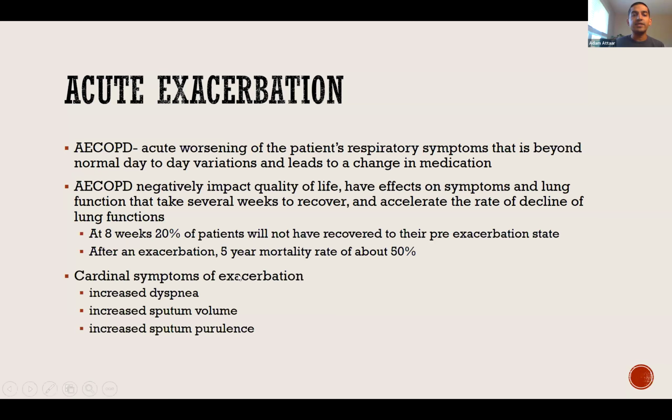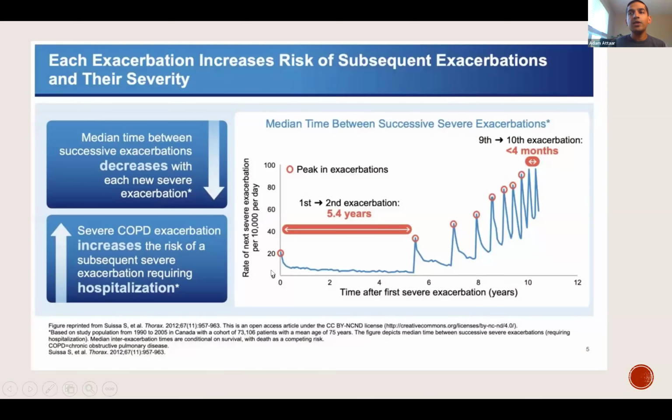The cardinal symptoms of an exacerbation include increased dyspnea, increased sputum volume, and increased sputum purulence. So this is a graph showing what we see in COPD patients. After a first exacerbation of COPD, patients are at increased susceptibility of developing further exacerbations, and they can get in a vicious cycle where these exacerbations get closer and closer together in time.